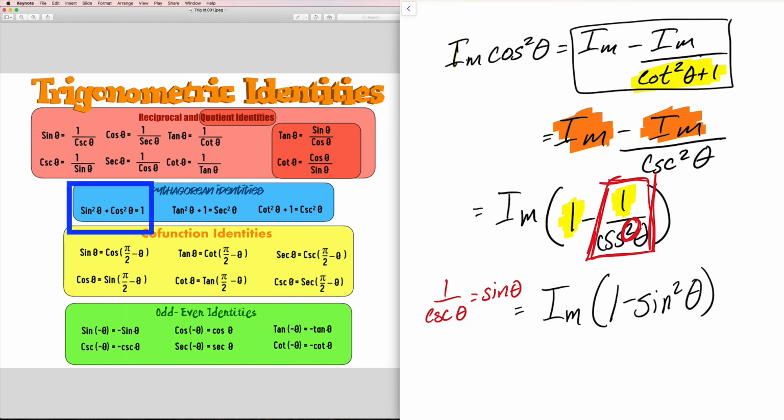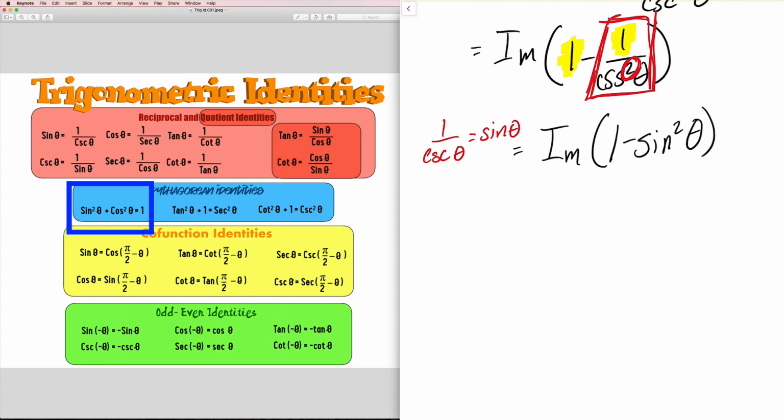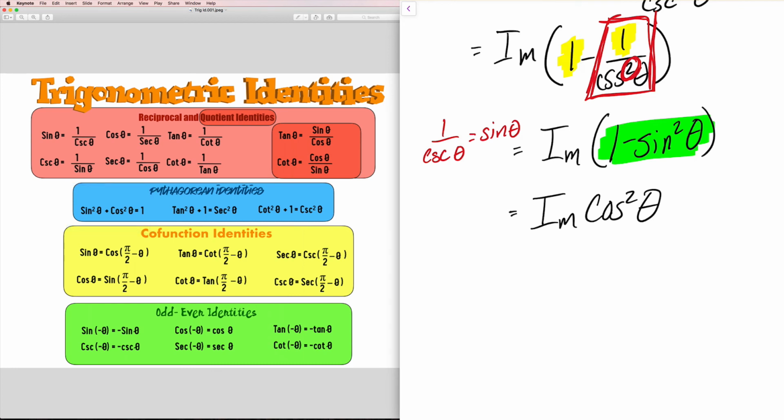Okay, so I'm getting closer to simplifying this. And 1 minus sine squared theta, again, I'm staying in the Pythagorean identities, because that equals this, everything in green here equals cosine squared theta. So then my final equation is I sub m times cosine squared theta. And if I go back to my problem, I notice here that that's exactly what it is simplifying to. So that's that. I've successfully verified number 33.